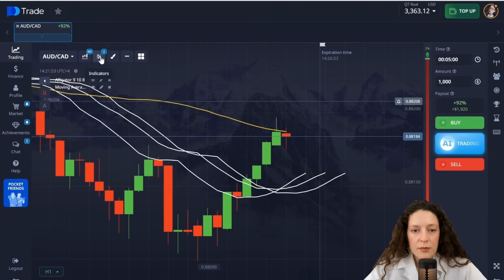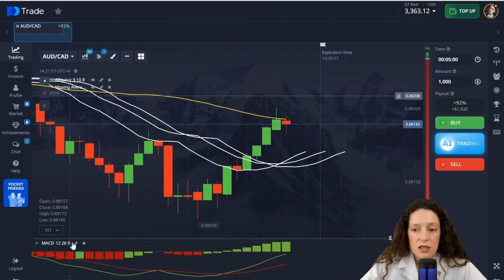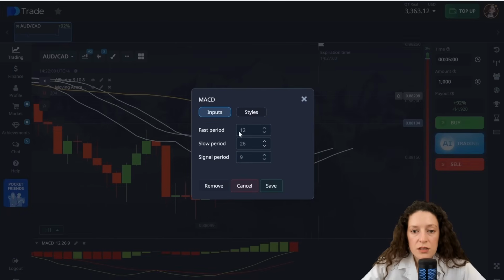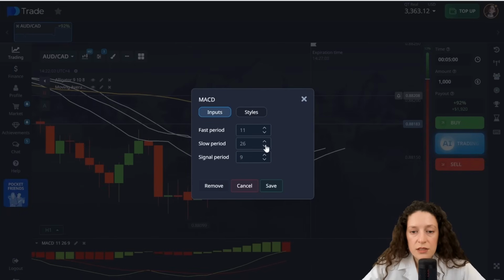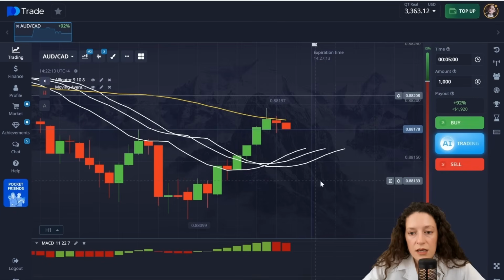The third is MACD, which I use more to confirm signals. Periods are 11, 22, and 7. Let's just cancel these lines and save.